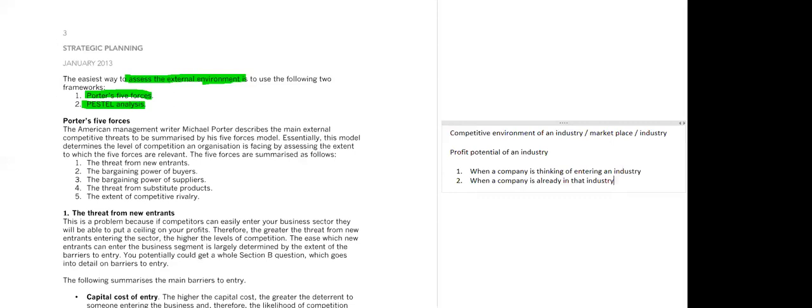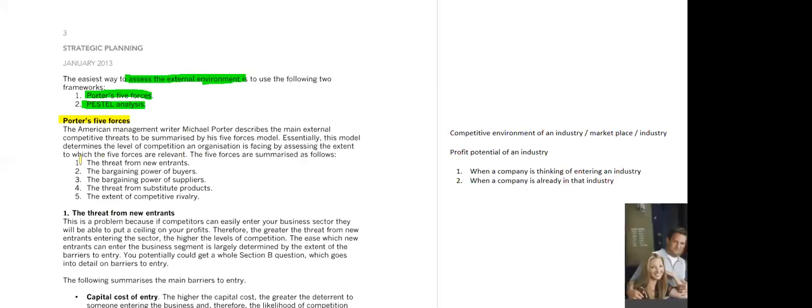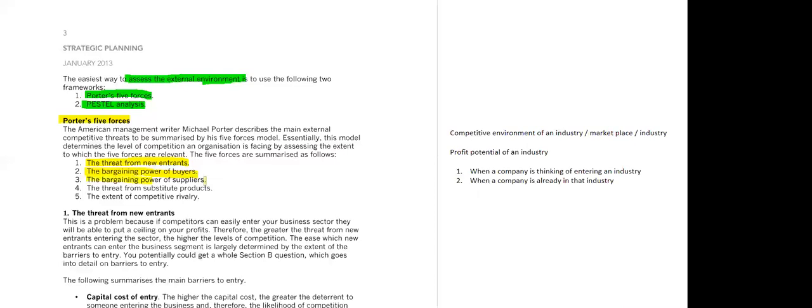Now, as the name suggests, it says Porter's 5 forces. So who's Porter? Basically, Michael Porter is an American management writer, and he has summarized these forces or sources of competition. These are the 5 forces: threat from new entrants, bargaining power of buyers, bargaining power of suppliers, threat from substitute products, extent of competitive rivalry. This is again another very, very interesting framework.